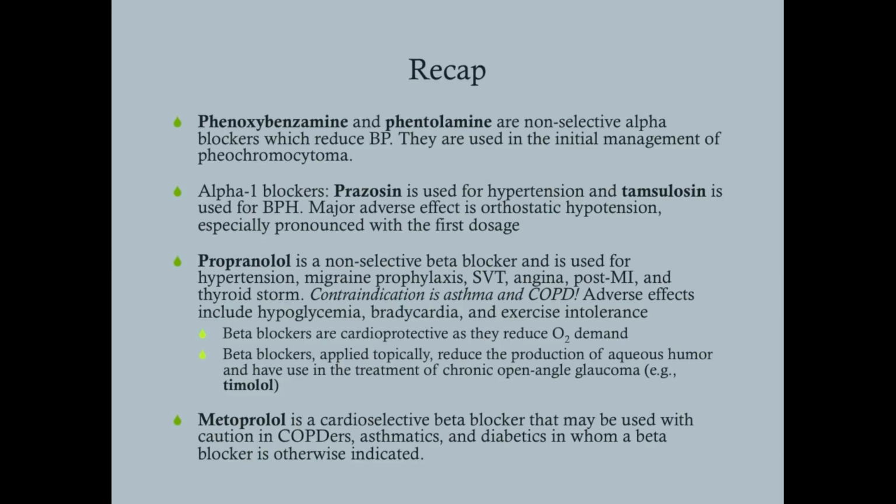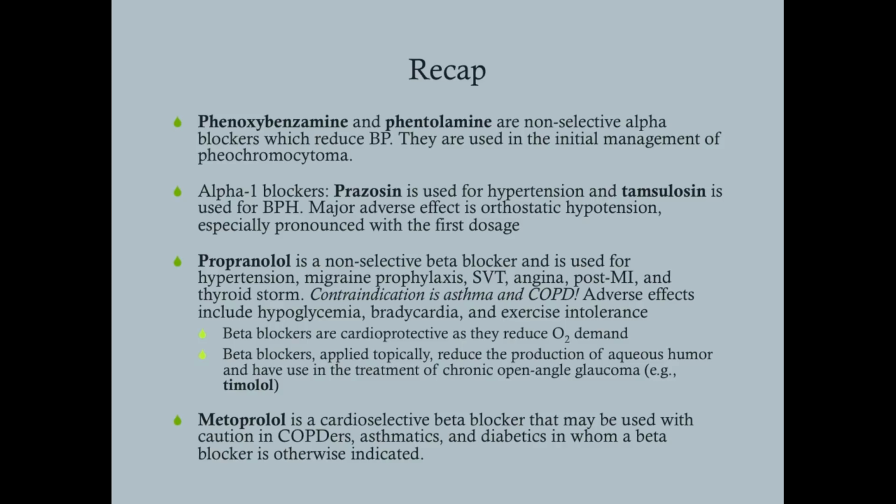So to recap, phenoxybenzamine and phentolamine are non-selective alpha blockers which reduce blood pressure. They're used in the initial management of pheochromocytoma. That's where you're going to see those pop up. Alpha-1 blockers include prazosin, which is used for hypertension, and tamsulosin, or Flomax, which is used for BPH. Major adverse effect is orthostatic hypotension, especially pronounced with the first dosage. So you'll want to cut that dosage in a third or a quarter, give it at night before the patient goes to bed, and then the next day you can start it as usual.